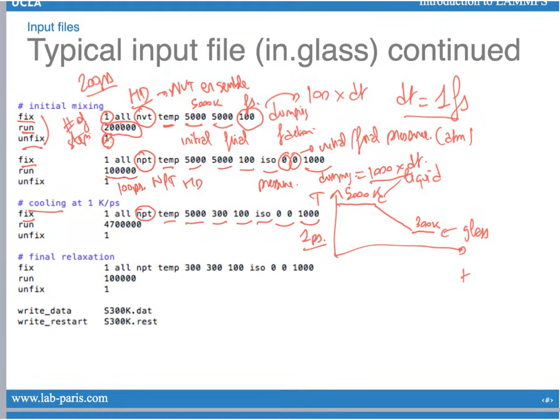Here, the next step is to do the cooling. Again, we need to define how many steps are going to be used during the cooling. This will define the cooling rate.